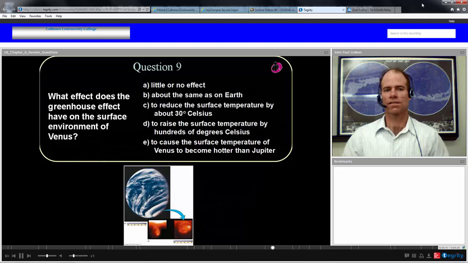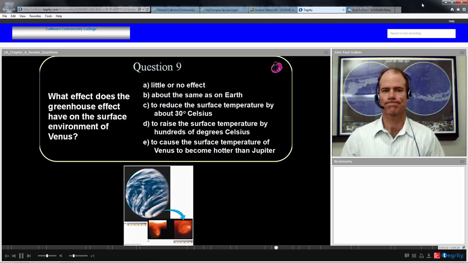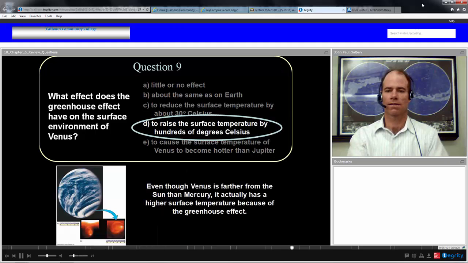What effect does the greenhouse effect have on the surface environment of Venus? Well, it raises the temperature. It gets very hot on Venus. We have a runaway greenhouse effect. So the surface temperature is several hundred degrees Celsius, and actually hotter than Mercury, which is closer to the Sun, because Venus is trapping all this energy in and keeping it in. So Venus is hotter than Mercury on both sides of the planet.